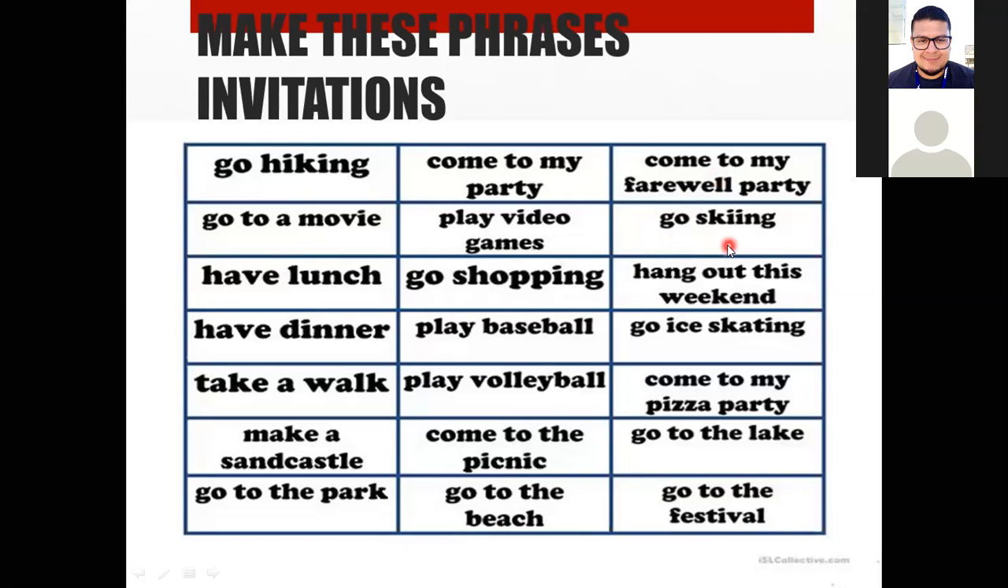Go skiing. Ir a esquiar. Yes, very good. Hang out this weekend. Salir el fin de semana. Exactly, salir a pasear, right? Go ice skating in El Salvador is not possible. Ir de patinaje, no, right? Yes, in Galerías, at Christmas. En el pasado creo que había una pista de patinaje. Oh, el volcán también. Pero eso fue a long time ago.